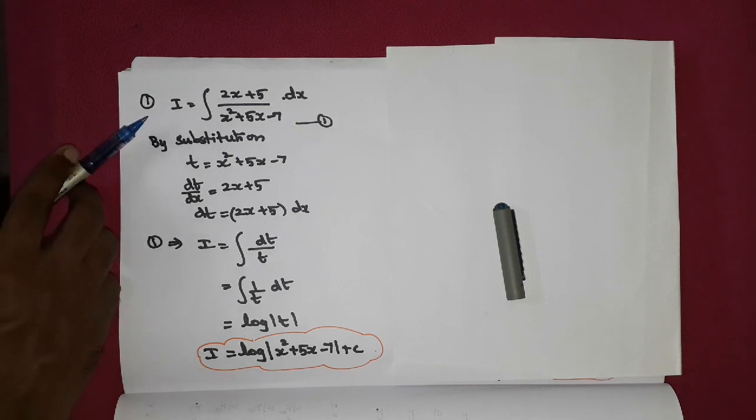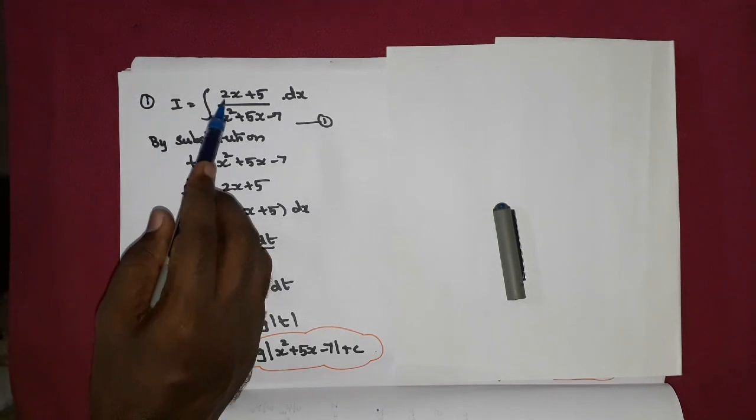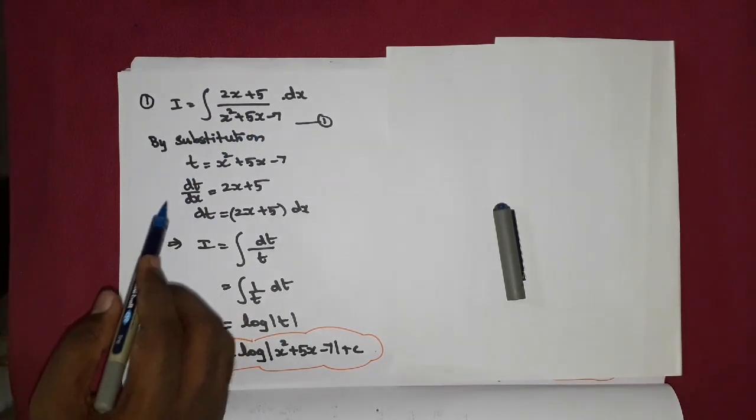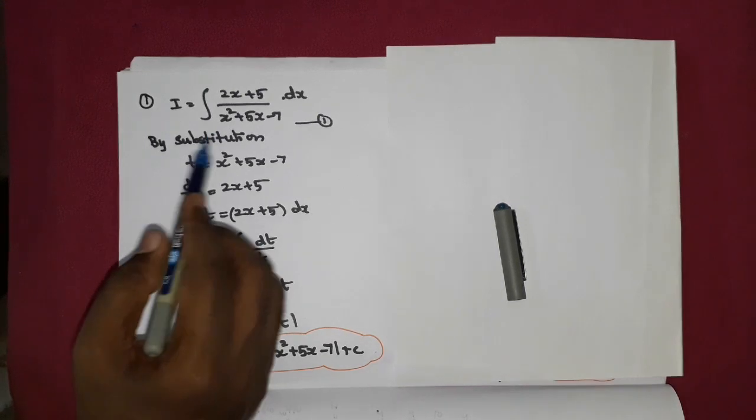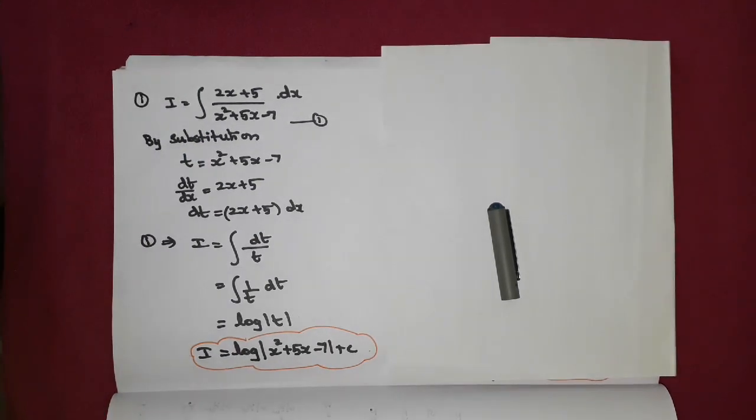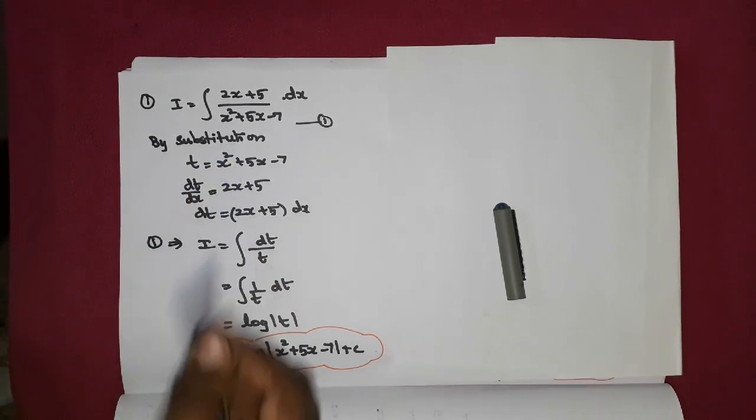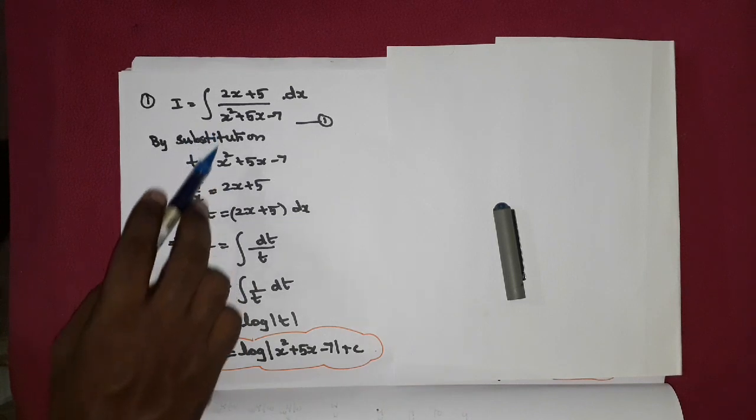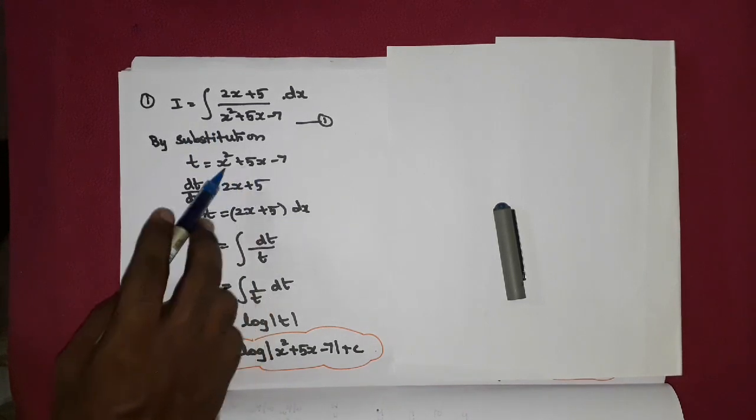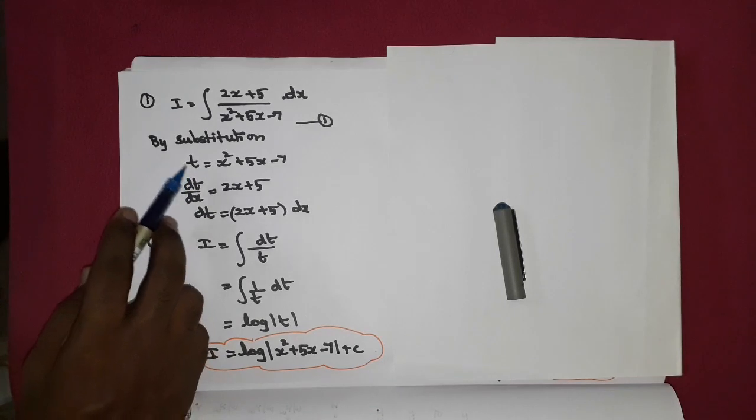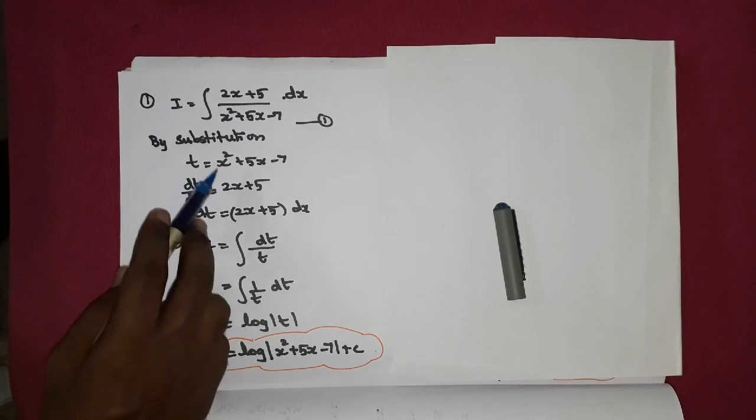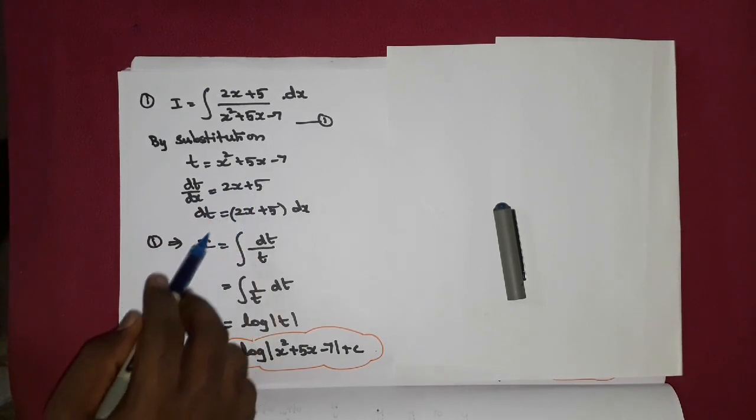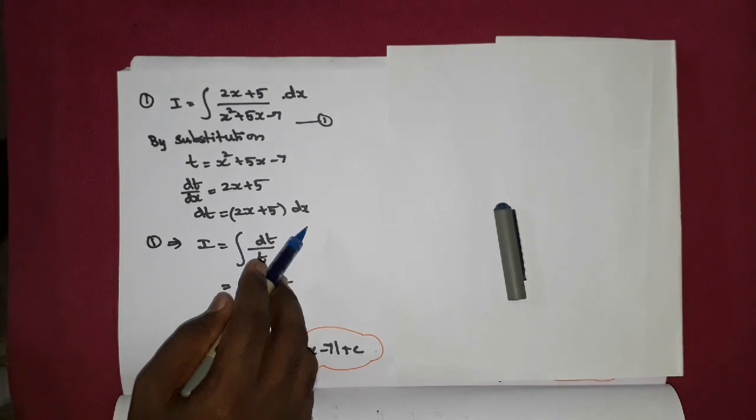Sum number 1 in exercise 2.6, I equal to integral 2x plus 5 by x square plus 5x minus 7 into dx. Right. So in this sum, do you see any composite function? No, right? But in that case, the denominator you can check whether it is a function or not. So take the denominator x square plus 5x minus 7 as t. Now differentiate it, dt by dx on the left side, and the right side x square when you differentiate 2x, plus 5x when you differentiate 5. Take dx to the other side, so dt equal to 2x plus 5 into dx.